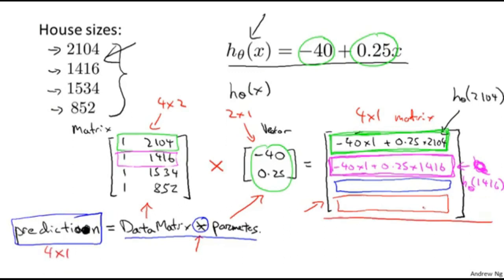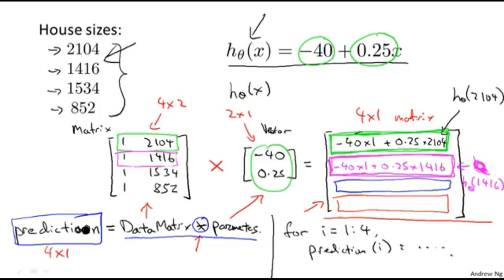And the alternative to doing this as a matrix vector multiplication would be to write something like, for i equals 1 to 4, right? And if you have, say, 1,000 houses, it'd be for i equals 1 to 1,000 or whatever. But then you have to write a prediction of i equals, and then do a bunch more work over there.